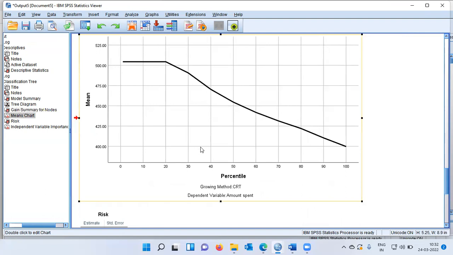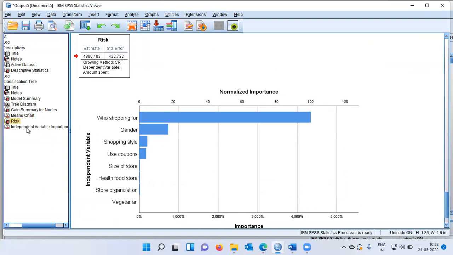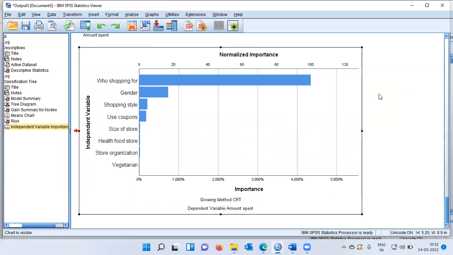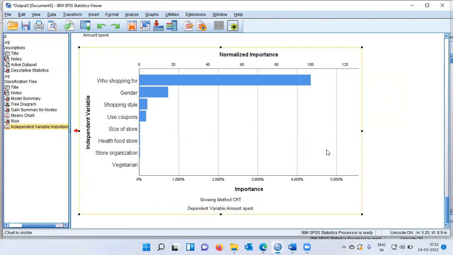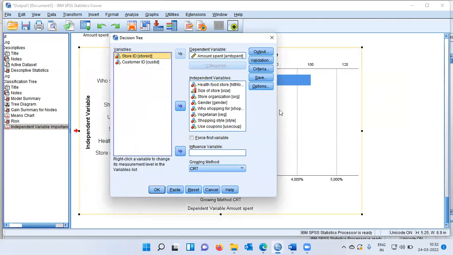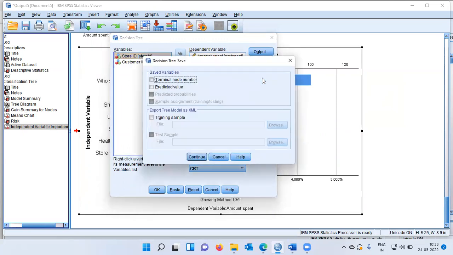You can look at the means chart, the risk estimate, the predictor importance as well. One additional thing which I would like to talk about here is how do you save the predictions in the data set? Remember, we did not choose to create additional columns. If you want to create additional columns in the data set, how do you do that? You can go to dialog recall, choose the option decision tree. Here you see a tab which is called the save tab. Let me click on the option save.